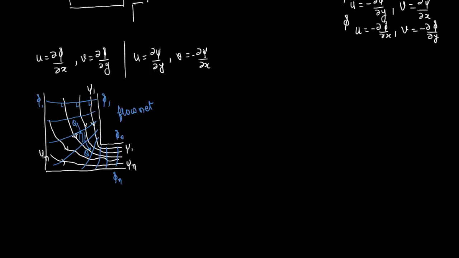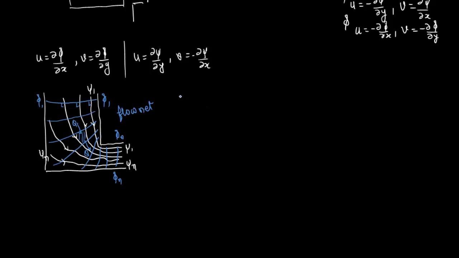For this box, the distance between two streamlines is more here and less here, but the discharge through this is the same. As the discharge is the same here and here, if the area is more, the velocity at this section of the flow will be less, and here the velocity at this section will be high compared to this one, because the area is going to be less. So there is a lot of information we can get through this.